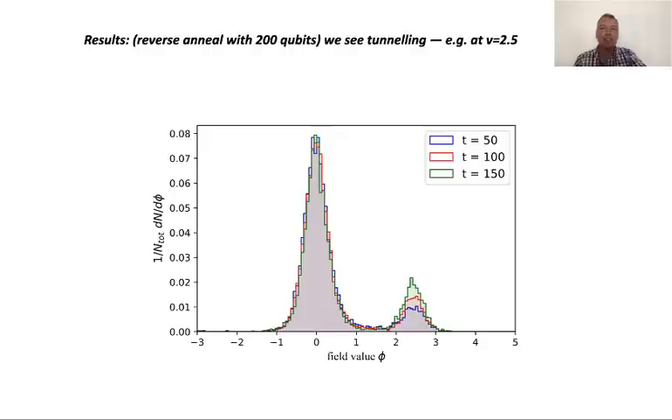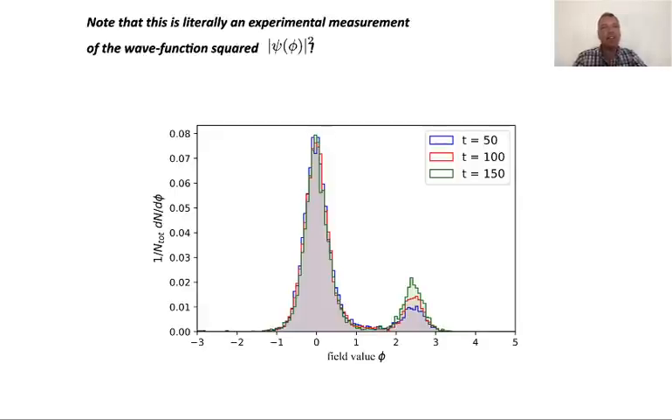As time goes on, t is in microseconds. As we increase t, you see that this peak does indeed increase, and the wave function that we are measuring is indeed moving across. Here you see we're taking v as 2.5. So this is where the new deeper minimum is. Okay, so that's the first thing you can check. It seems to behave as you'd expect. And as I emphasize, it's really an experiment that we're doing. It's a counting experiment, just like the double slit is a counting experiment. We're just counting the number of points that we get at different values of phi.